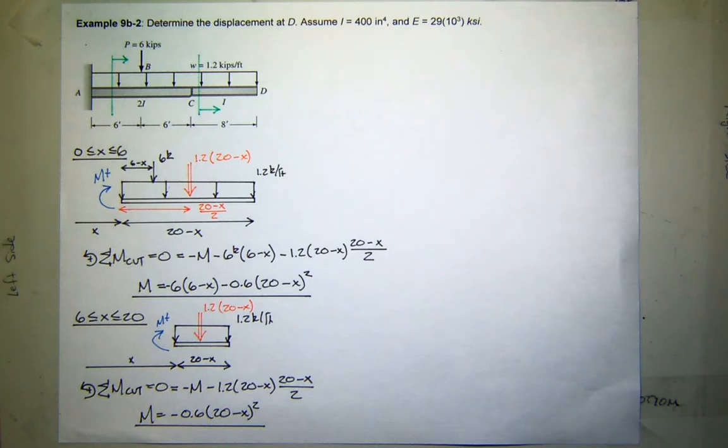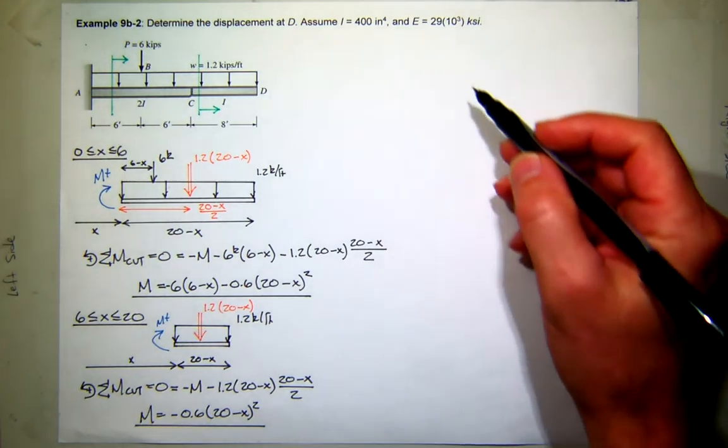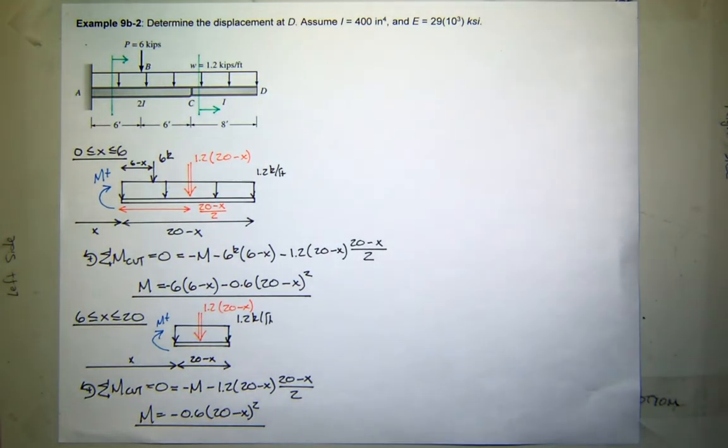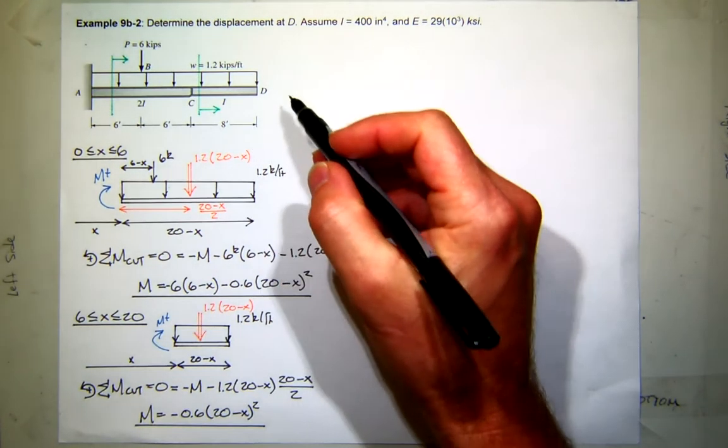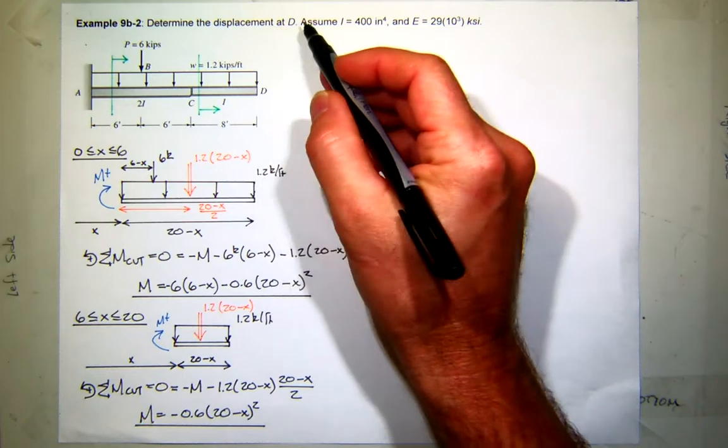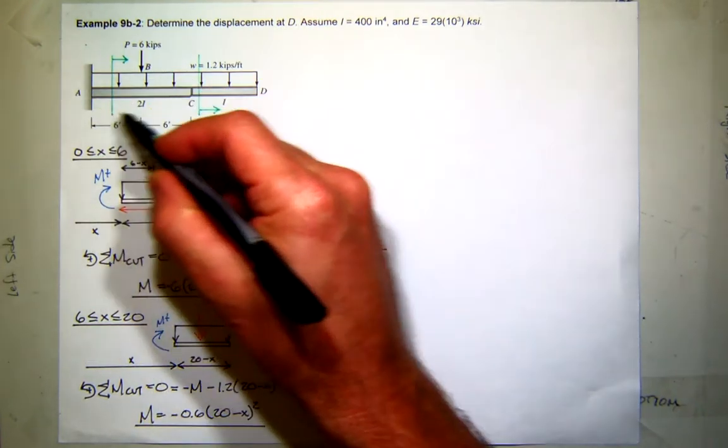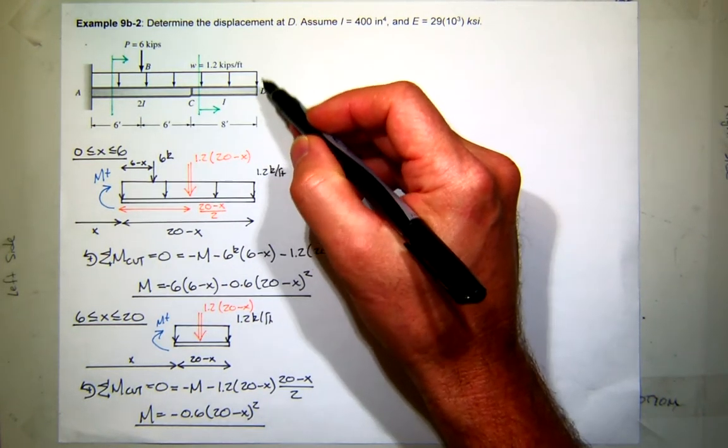So what's the next part? If we have the real moments, what's the next step in virtual work? It's in the title, virtual. So we need to find the virtual moments. So how do we do that? Well, we're looking for the displacement at D, so we're going to resolve this problem for the displacement at D.